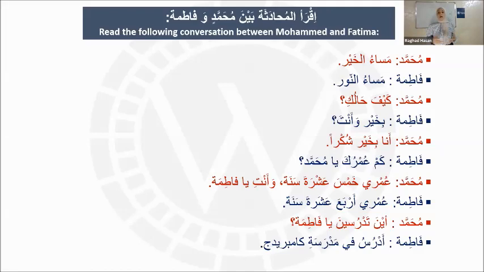مساء الخير، مساء النور. كيف حالك؟ بخير وأنت؟ أنا بخير شكراً. كم عمرك يا محمد؟ عمري 15 سنة. وأنت يا فاطمة؟ عمري 14 سنة. أين تدرسين يا فاطمة؟ أدرس في مدرسة كامبريدج.